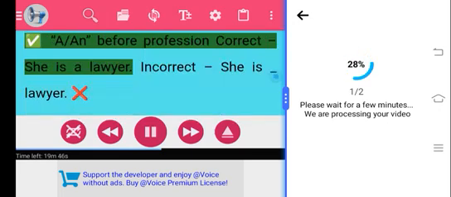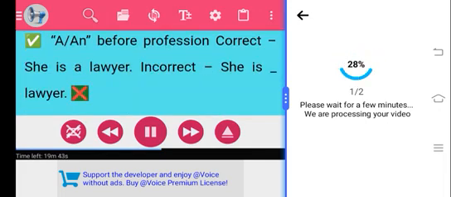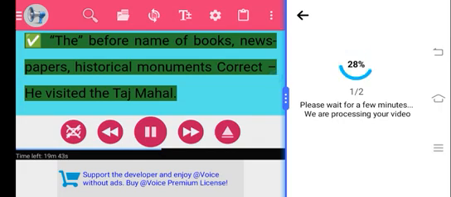The rich should help the poor. Checkmark. A or An before profession. Correct: She is a lawyer. Incorrect: She is underscore lawyer. Crossmark. Checkmark. The before names of books, newspapers, historical monuments.